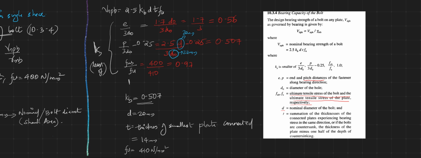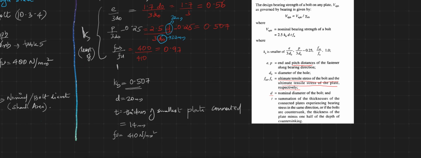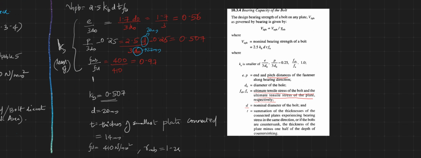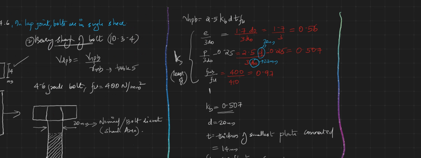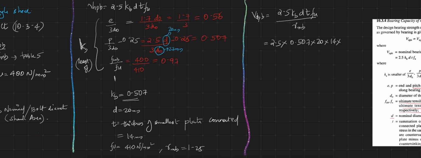And gamma MB value for determining this you will get it from table number 5. So this gamma MB value you get it at 1.25. So substituting these values, you'll get the value for VDPB. VDPB is equal to VNPB divided by gamma MB, that is VNPB, that is 2.5 KB D T FU divided by gamma MB. This I could write as 2.5, KB is 0.507, D is 20, T is 14, FU is 410 divided by gamma MB.